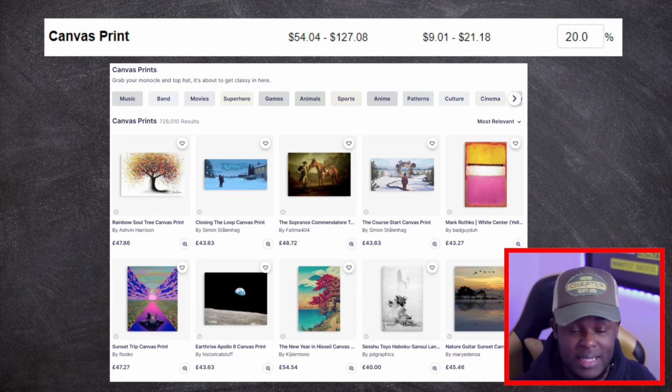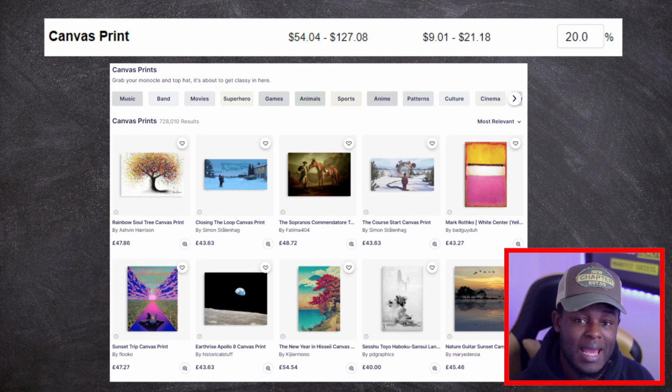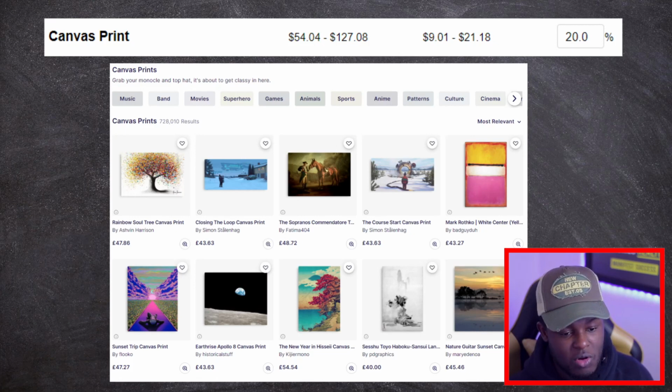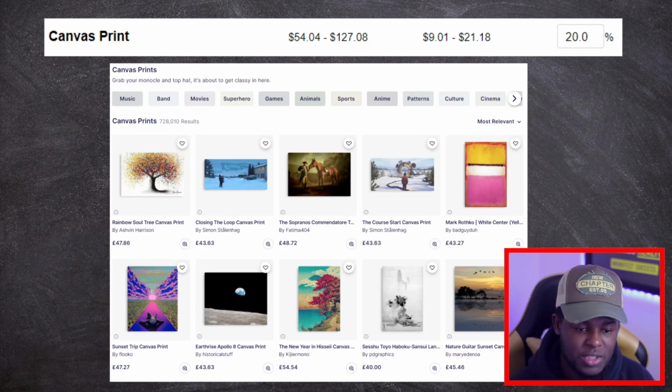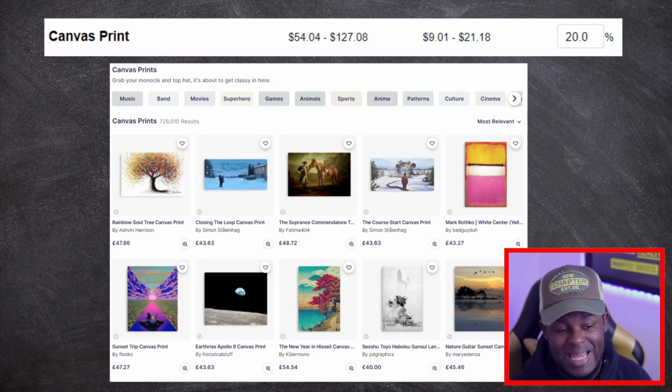Now, there are websites out there that will actually allow you to get images for free that you can use for commercial use, and you can find a way of implementing those images onto things like canvas print to increase your chances of getting sales on this. Once again, the research method is the same as mentioned, and the base profit margins, as you can see there, are $9.01 to $21.18, and that usually goes off the size of the canvas print you have.